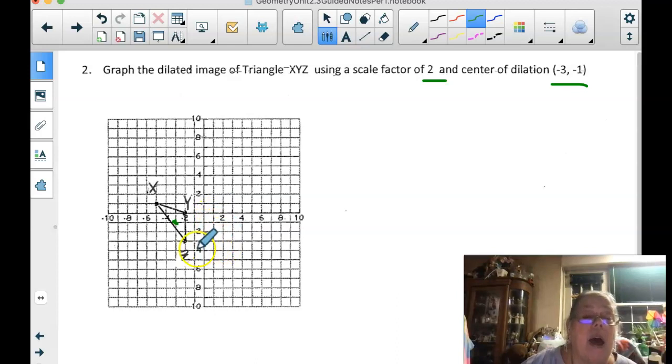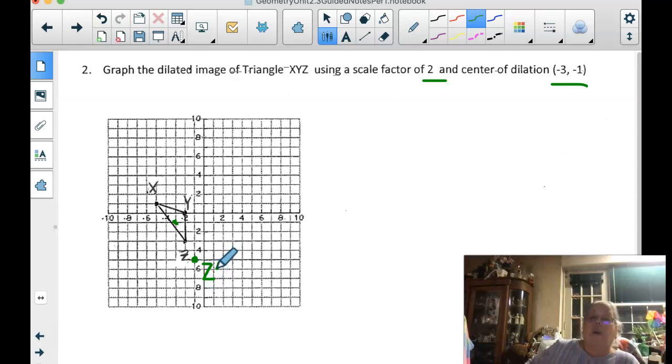I want to figure out how I get from my center of dilation to point Z. So I'm going to go down 1, 2, over 1. That's one dilation, a dilation of 1. I'm going to do it again. Down 1, 2, over 1. That is a dilation scale factor of 2 because I did it twice.